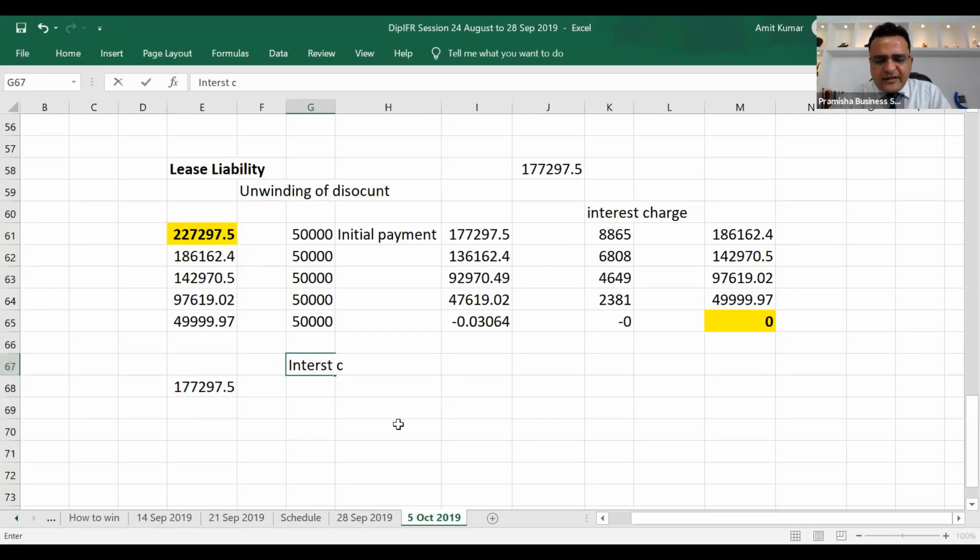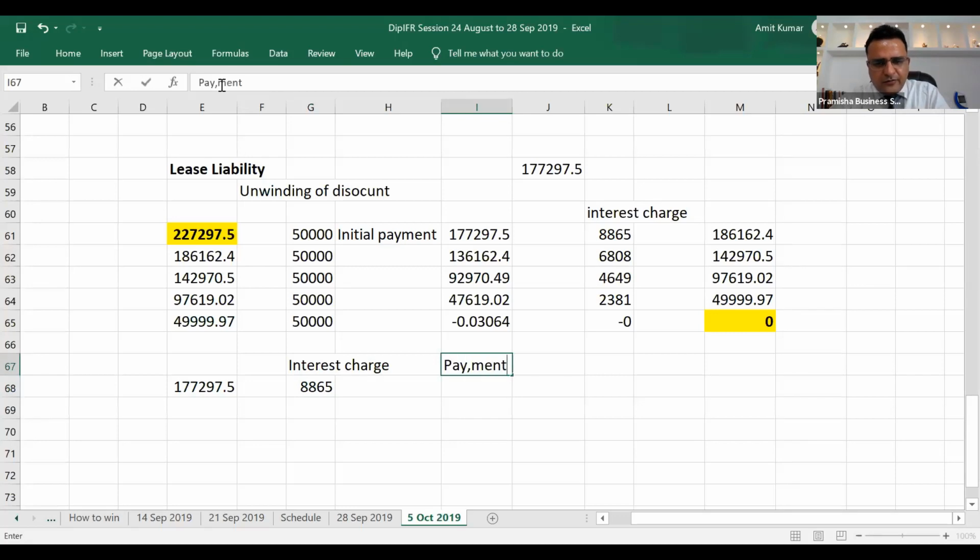So this is the area where people normally make mistakes, and this is the area we need to be careful about: on what amount we'll be charging the interest charge for the year. So interest charge is simply a matter of being careful. Like I made the mistake here.